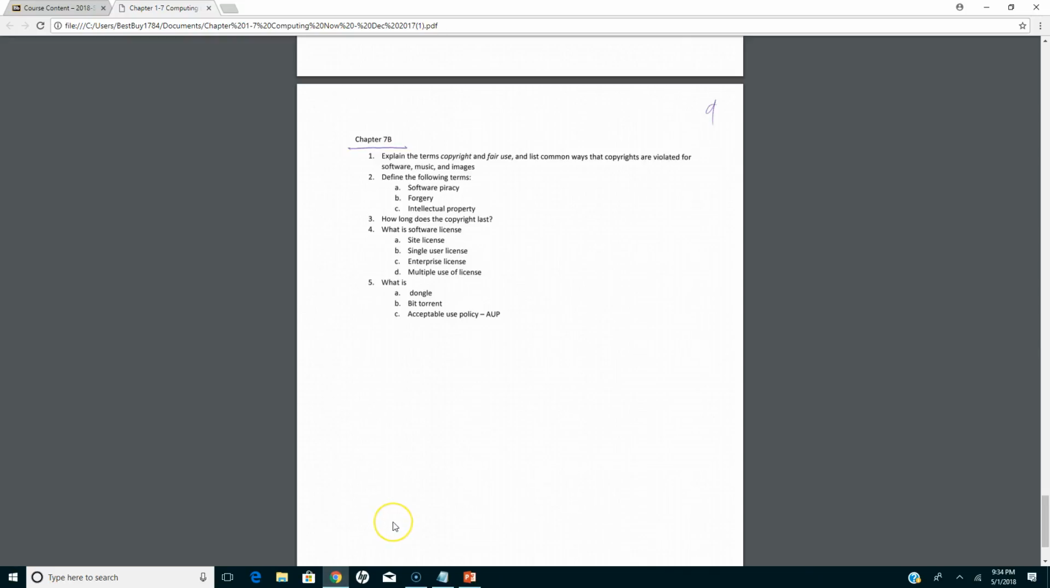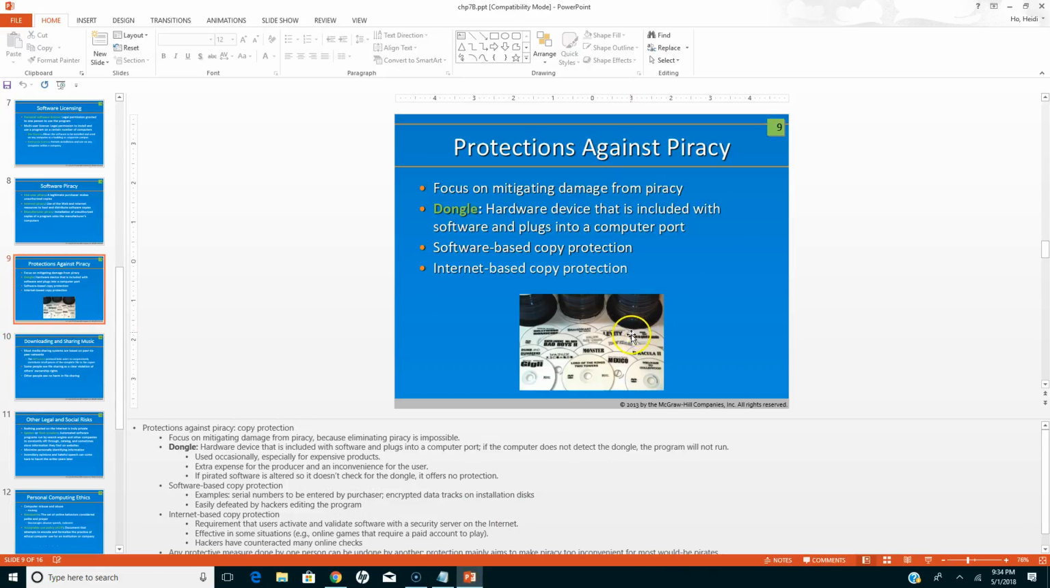Okay, the last question is to define the following terms: dongle, BitTorrent, and acceptable use policy. Let's talk about dongle here. Let's go to slide number 9. A dongle is basically a hardware device that is included with the software and plugged into the computer port. Let me give you an example. In our class, we use a program called SIMnet. If a company does not want other people to make an illegal copy of SIMnet, they may provide the student with a USB stick that is put in the computer while they are using the SIMnet program.